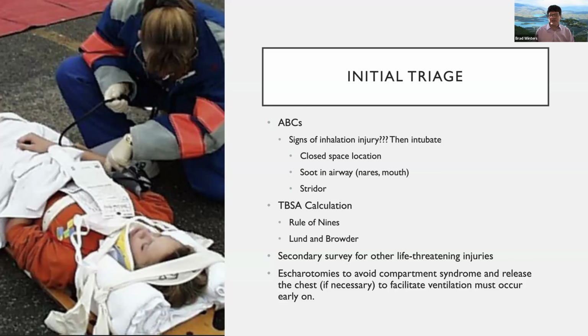Once you've gotten through the ABCs, airway, breathing, and circulation, and here particularly airway, we very rapidly move on to the total body surface area calculation. And the reason why this is important is this is going to define the next 24 hours of care in your ICU. And there are two major ways to calculate it. There's something called the rule of nines, and then there's something called the Lund and Browder calculation.